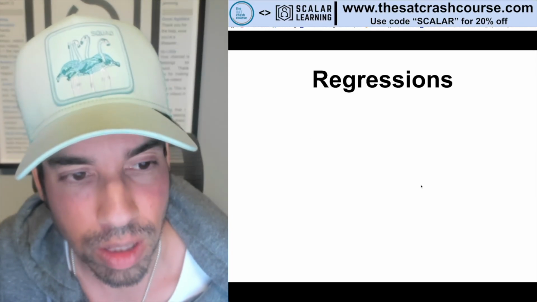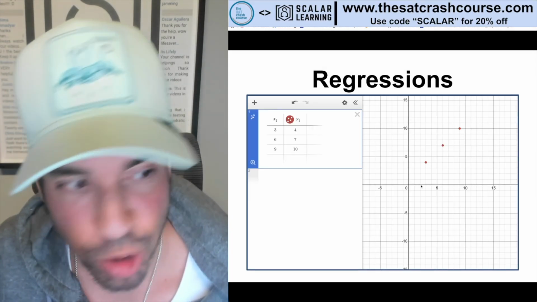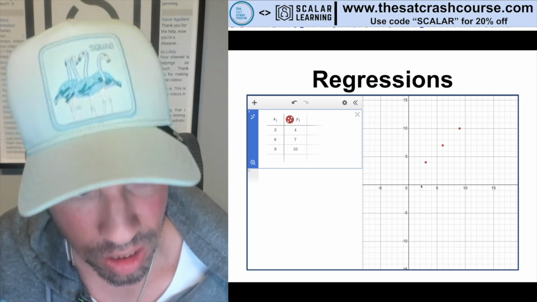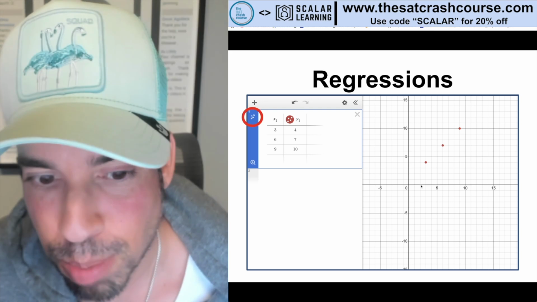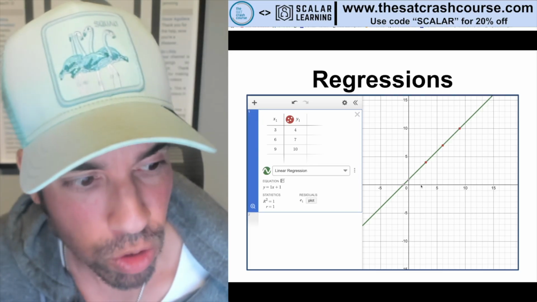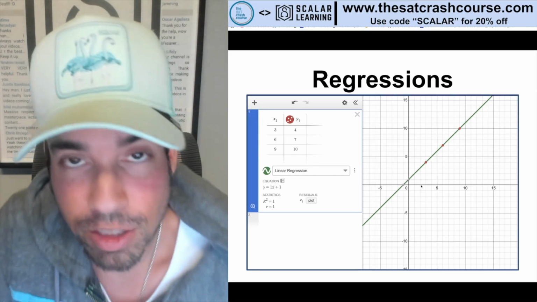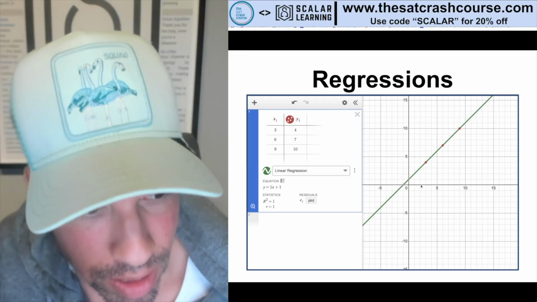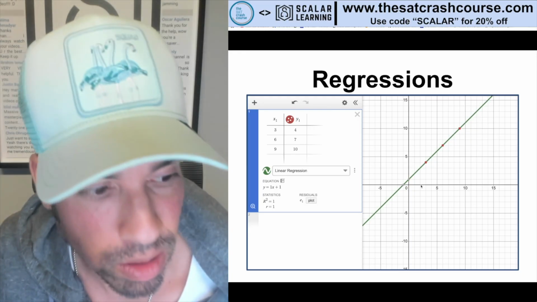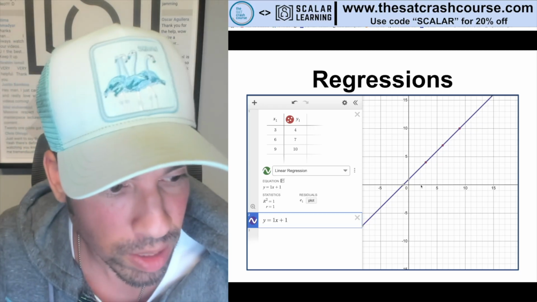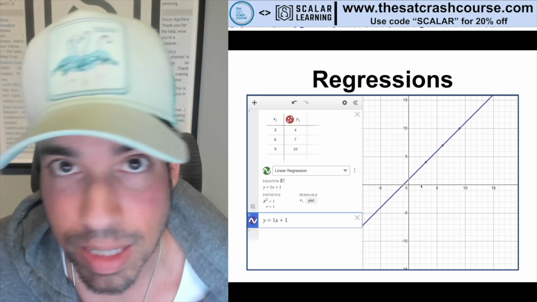So what does this look like in Desmos? Here we entered all of our points. We got 3 points. This is going to be a linear regression, just as an example. You click this button right here, and boom, you got a linear regression. It's beautiful. Now, if you want to extract this equation so you can manipulate it or plug things in, you click this button right here, and it's going to pop up right there. So now you got the equation, and you can manipulate it as need be.